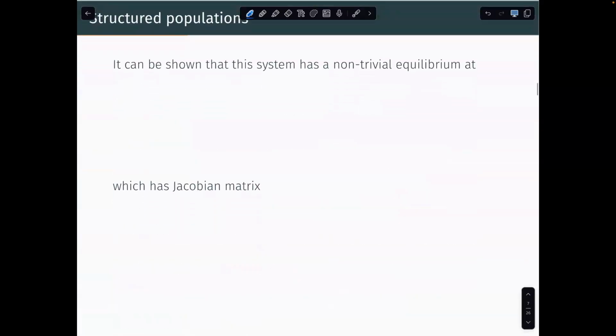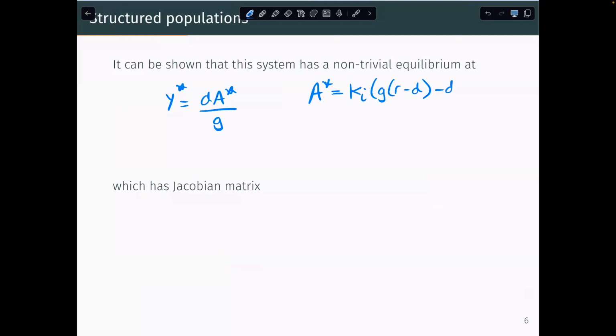So often I'll do something like this and I'll just jump to this last stage here and say that it can be shown that there is a non-trivial equilibrium here. Y star is equal to D A star over G, and A star is equal to Ki times G times brackets R minus D squared over AI times RG. Hopefully I've got that right. And this is biologically realistic for G times R minus D squared greater than 0.